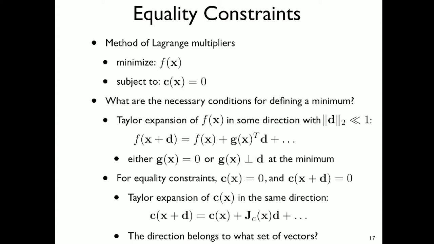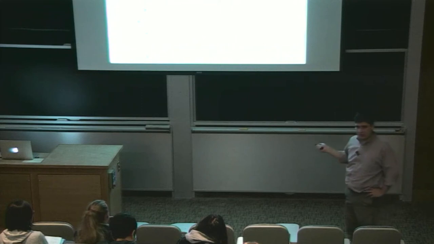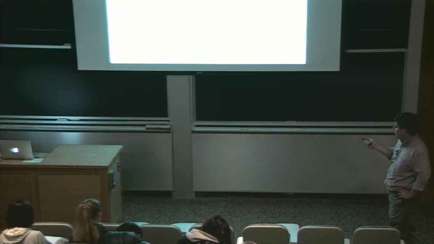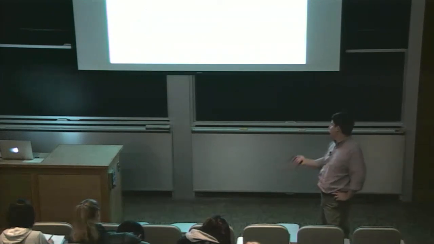And so, if we take a Taylor expansion of c of x plus d about x, you get c of x plus the Jacobian of c, all the partial derivatives of c with respect to x, multiplied by d. We know that c of x plus d is 0 and c of x is 0. So the directions d belong to what set of vectors? The null space. These directions have to live in the null space of the Jacobian of c. So I can't step in any direction; I have to step in directions that are in the null space of the Jacobian of c.